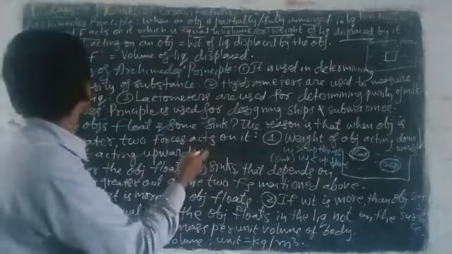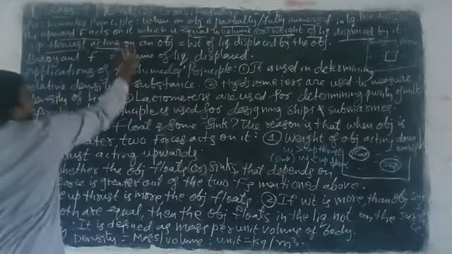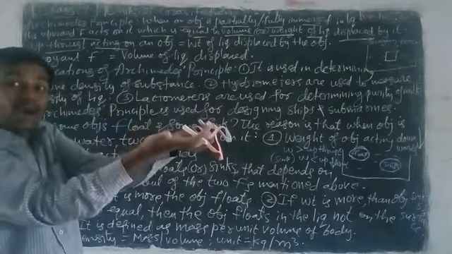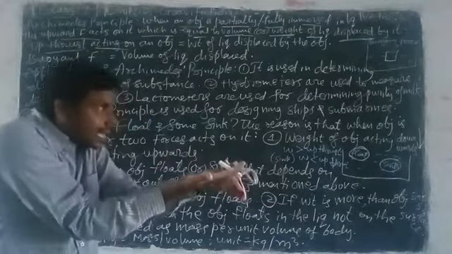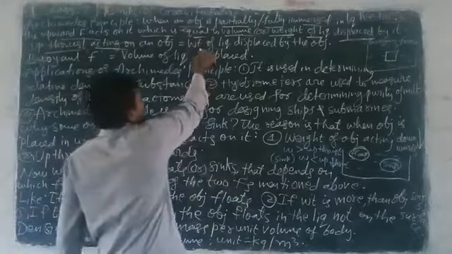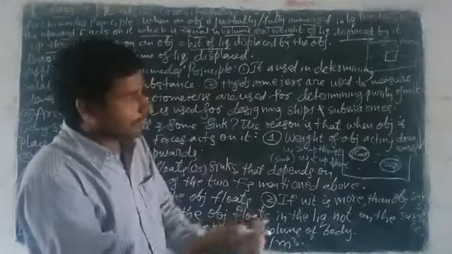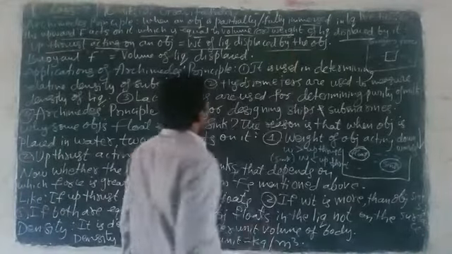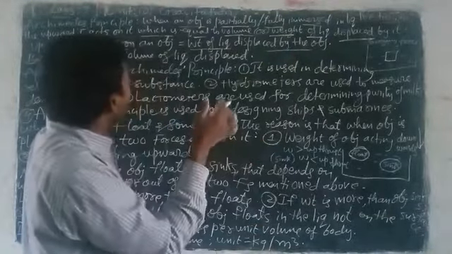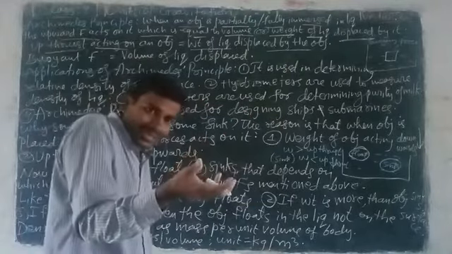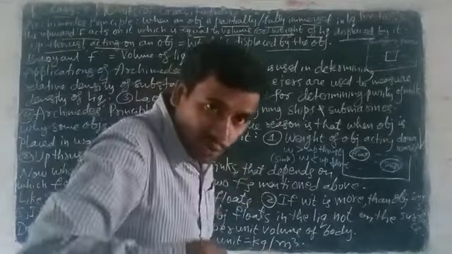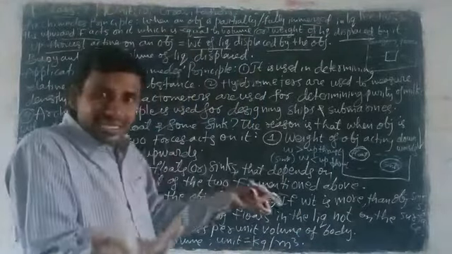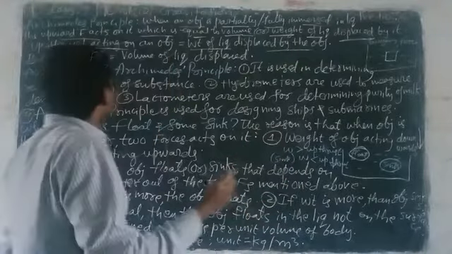And look here, the upthrust acting on an object is equal to the weight of liquid displaced by the object. Yes or no? When an object falls in water, it displaces water, and that displaced amount is equal to the object. Right?